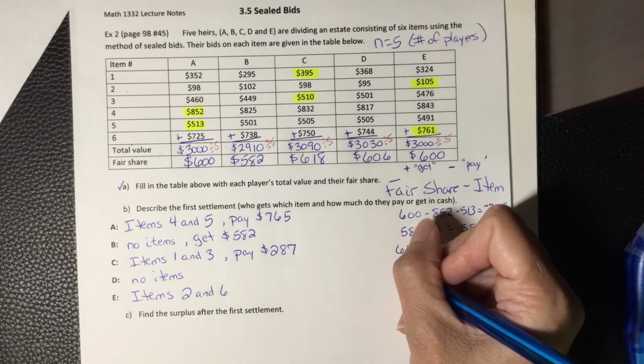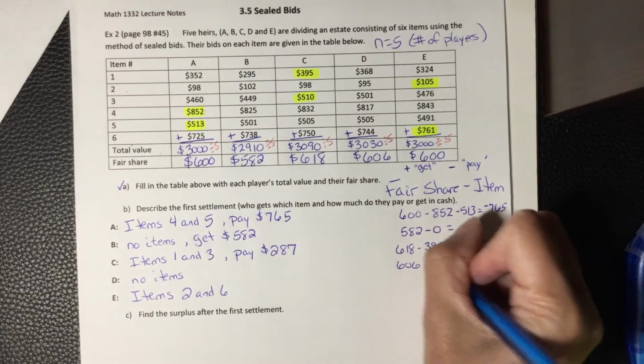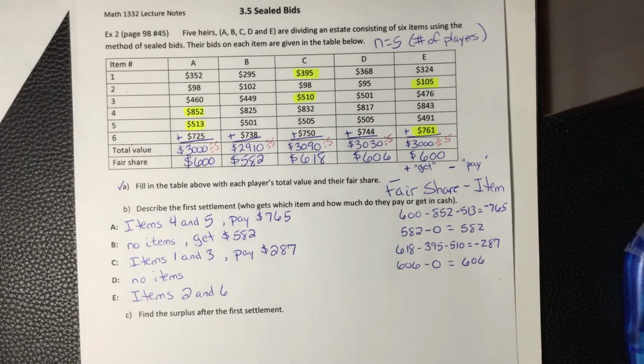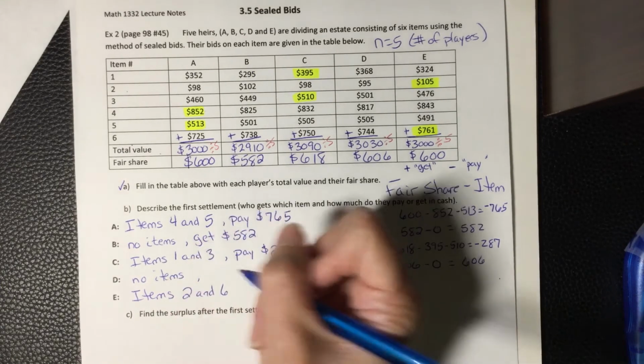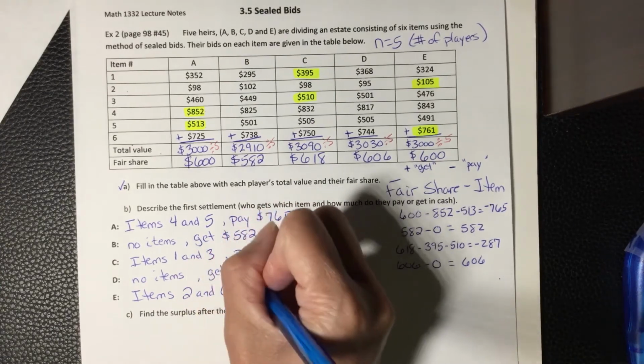Okay, we go down to person D. Their fair share is $606. They didn't get any items, so they're just going to get $606. And there are my cats fighting. I don't know if y'all can hear that or not.